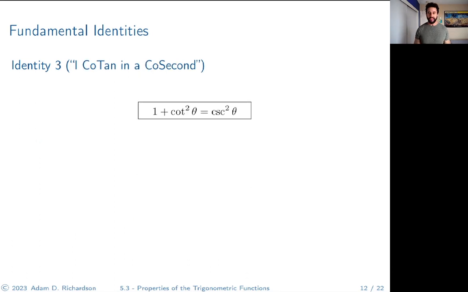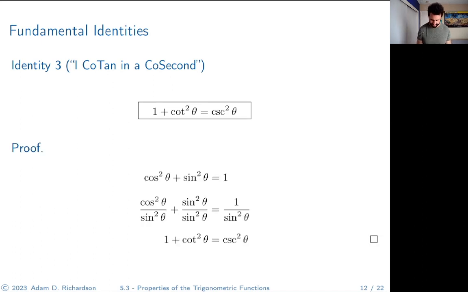All right. Then the last one. This one is I cotan in a cosecant. So just like we had I tan in a second for the last identity, it turns out there's another one that's related. It's 1 plus cotangent squared equals cosecant squared. There you go. What's the proof? The proof is also remarkably quick.